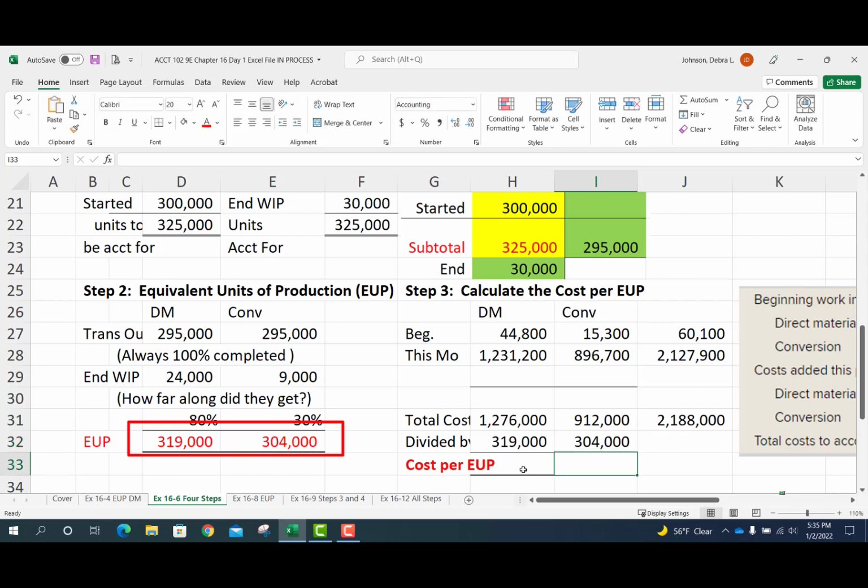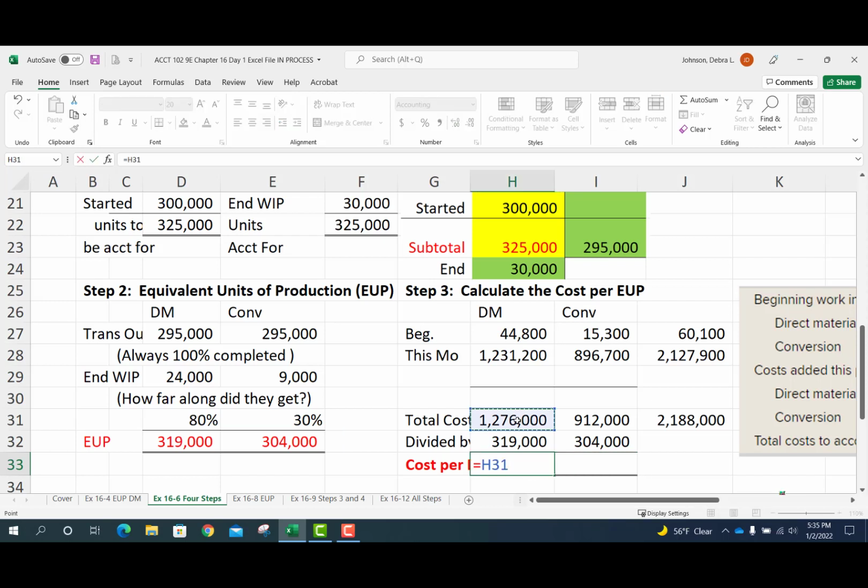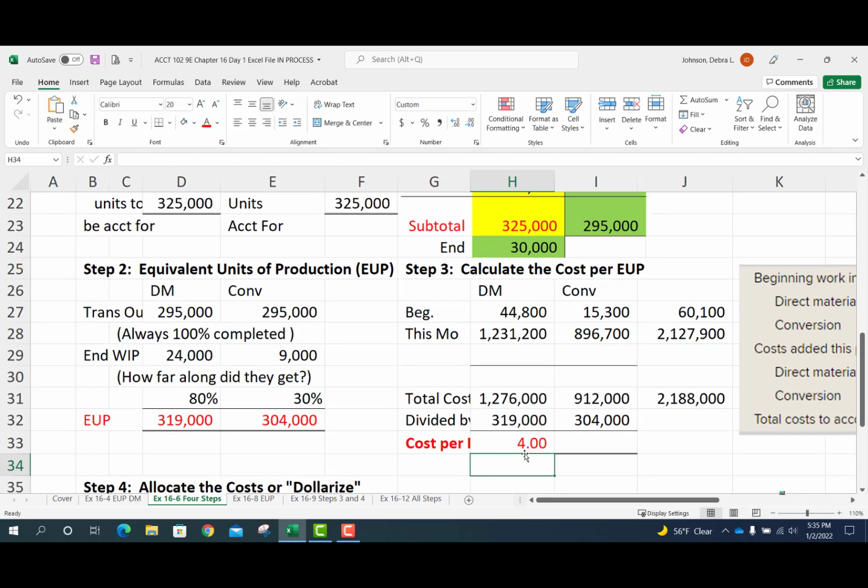Let me allow the computer to divide those two amounts. That's the cost on the top and the units on the bottom, and we'll get an amount of $4 for direct materials. And I'll do the same math for the conversion costs. Let me carry that over. And when you add up those two line items, you'll see that one whole unit cost $7.